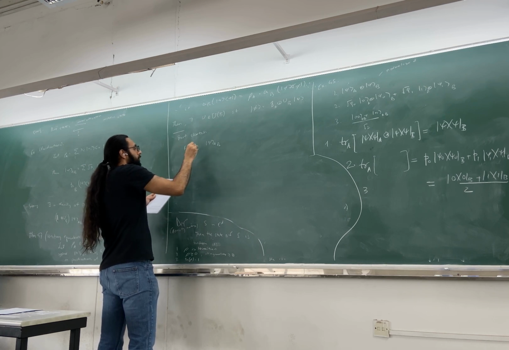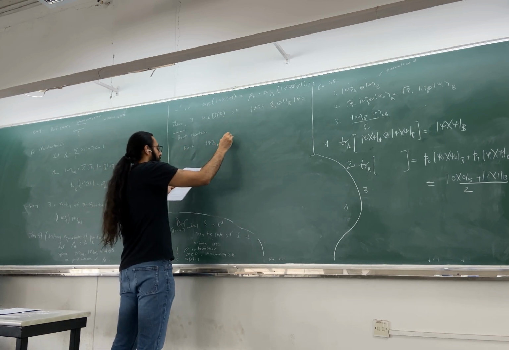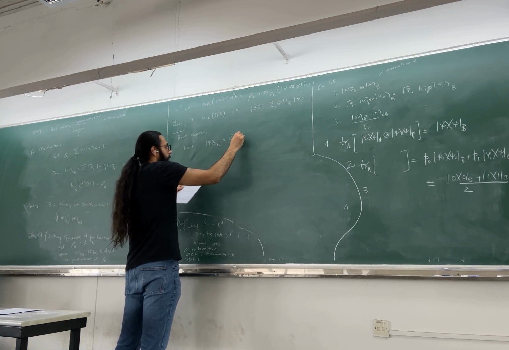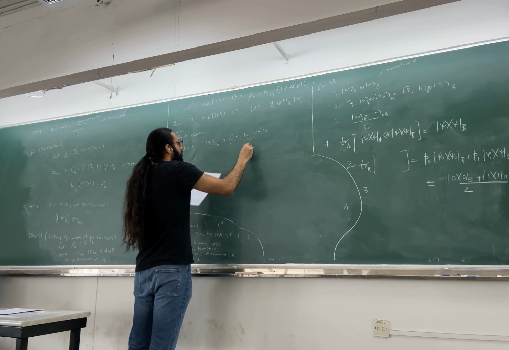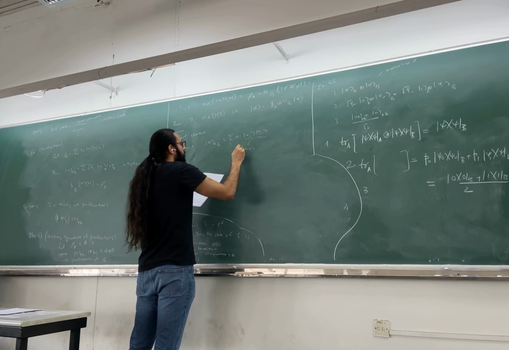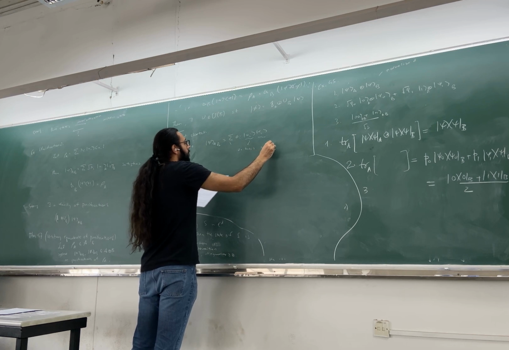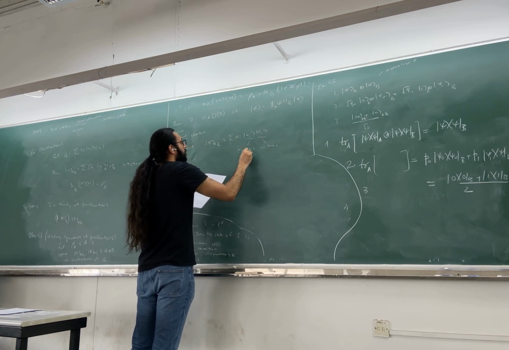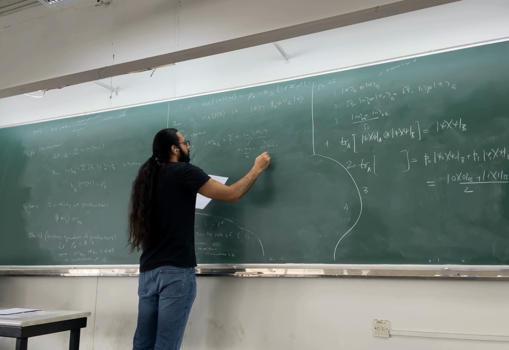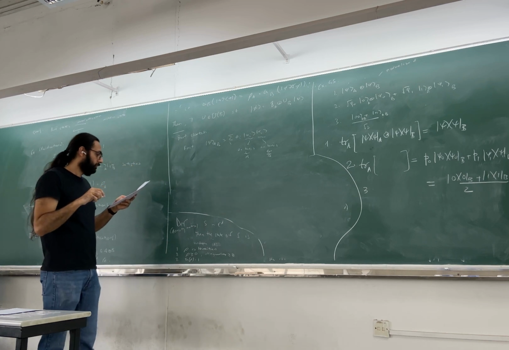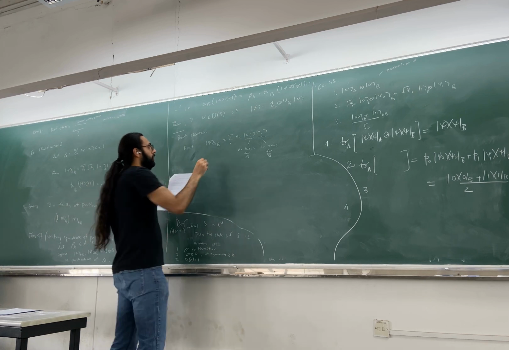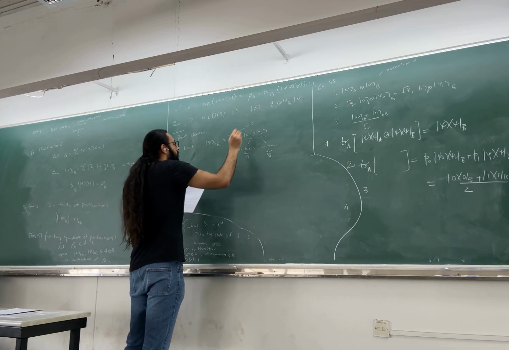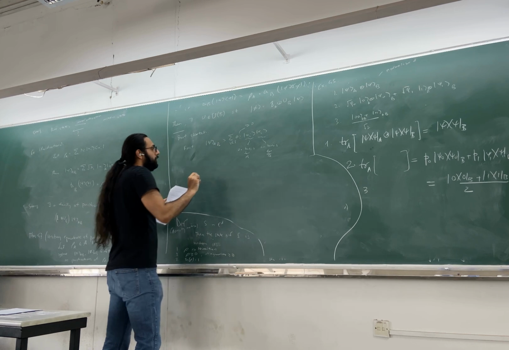Every bipartite state can be expressed in this form. This is an orthonormal basis, this is also an orthonormal basis, for A, and this is for B. And the a_i are strictly positive, so you can take some subset if you want.